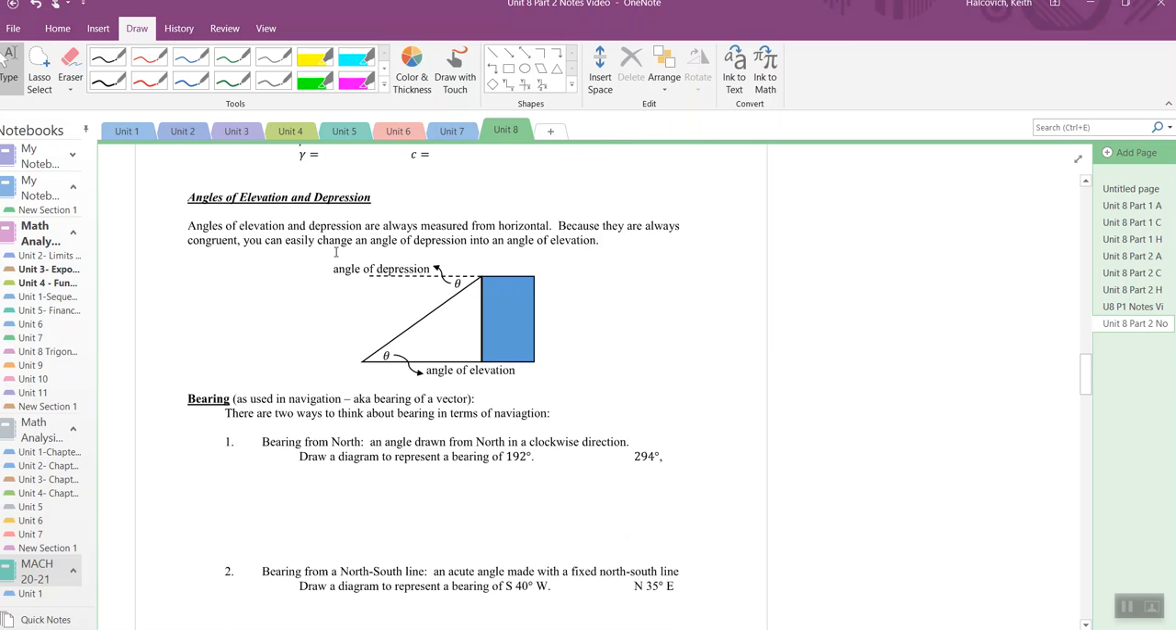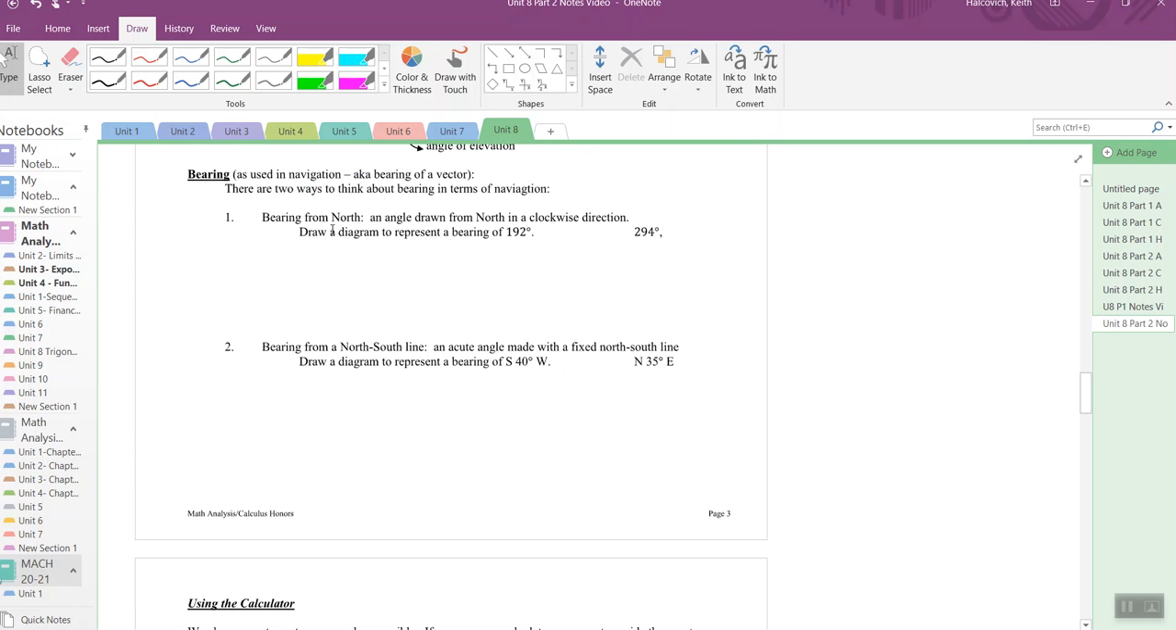Angle of elevation. Remember, the angle of elevation is the angle at the bottom looking up to the object. The angle of depression is from the top down, but notice they are the same because alternate interior angles are congruent because these lines are parallel.